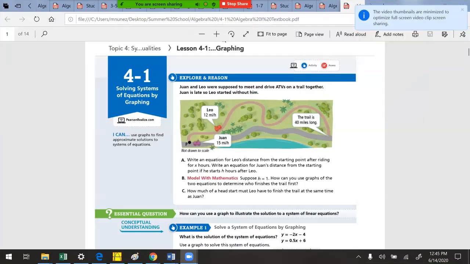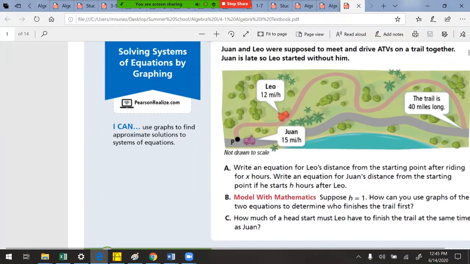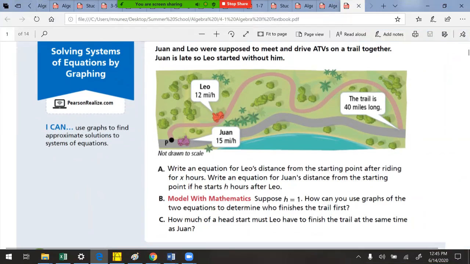Okay, we're doing a new chapter. This time we're working with two or more linear equations. 4-1, solving systems of equations by graphing. Let's look at this ordeal real quick.